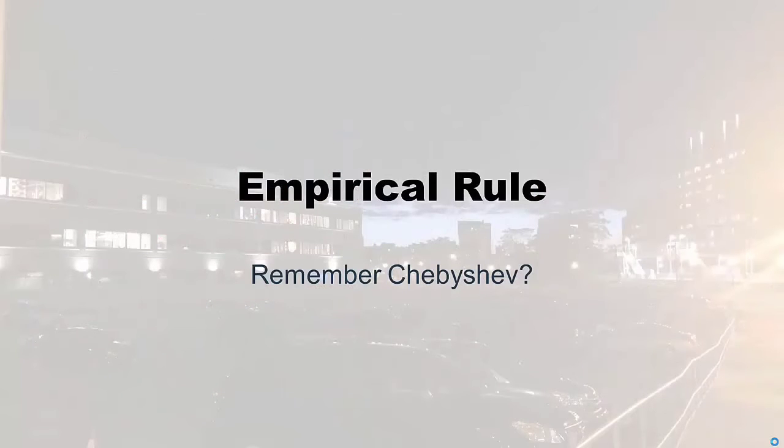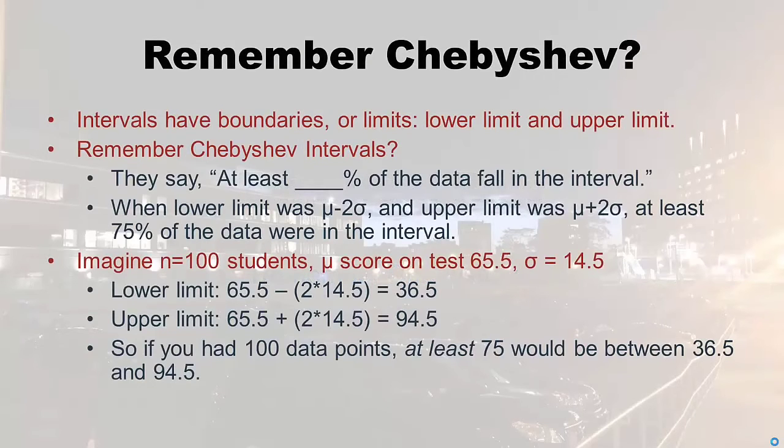Now we get to the empirical rule, since we reviewed this whole curve thing. And I'm going to make you remember Chebyshev, I'm sorry. But let's talk about Chebyshev. Chebyshev helped us get some intervals, right? And intervals have boundaries or limits. They have a lower limit and an upper limit. That's how you know what bounds the interval.